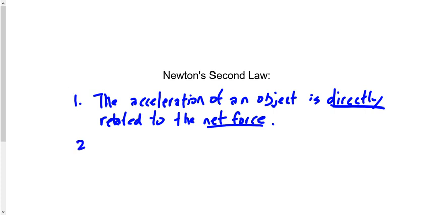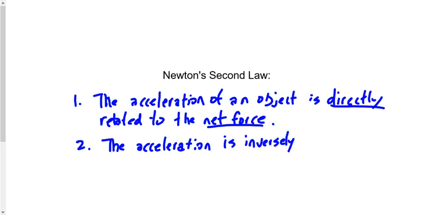The other aspect of it is that the acceleration of an object is inversely, what does that mean, inversely? One goes up, the other goes down. Inversely related to the mass. If the mass goes up by a factor of 2, then the acceleration goes, Haley, if the mass is doubled, then the acceleration would be what? If the mass is increased by a factor of 2, then the acceleration would decrease by a factor of 2.